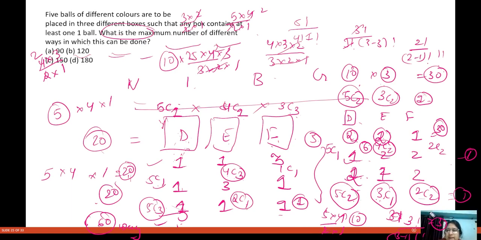So you again have 30. Okay, so 30 into 3, that is 90, plus you have 60. How many cases you are getting? 150. So this is the answer.